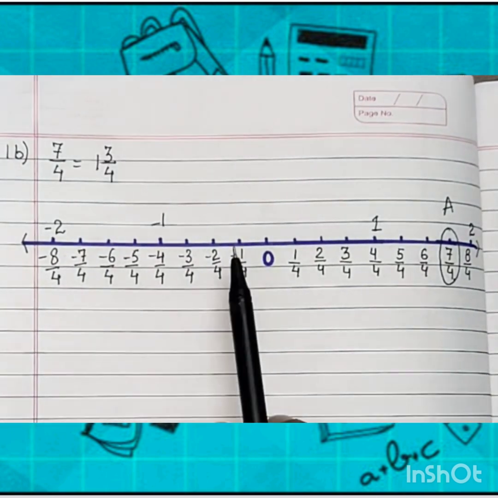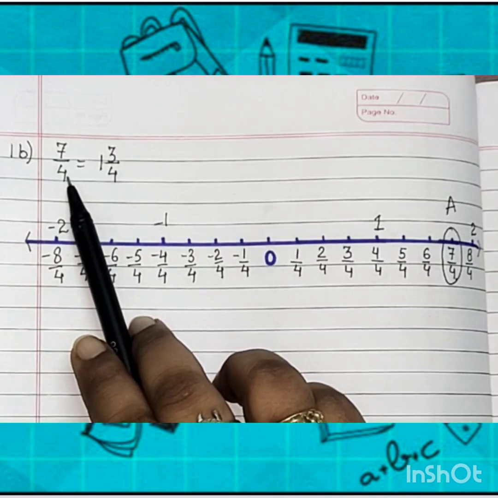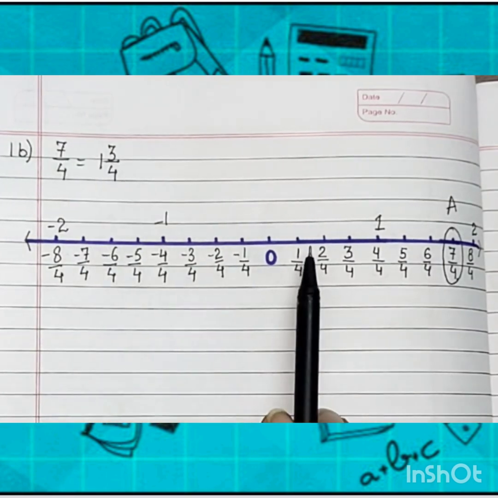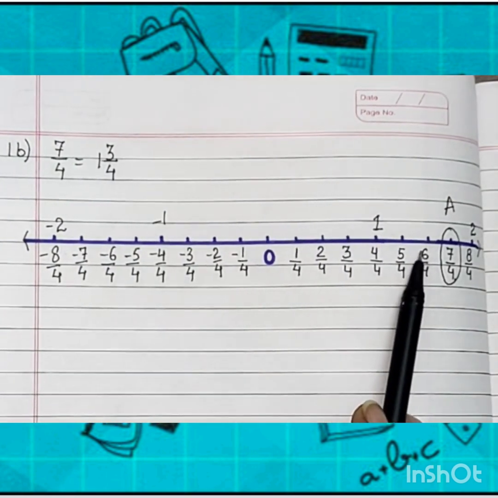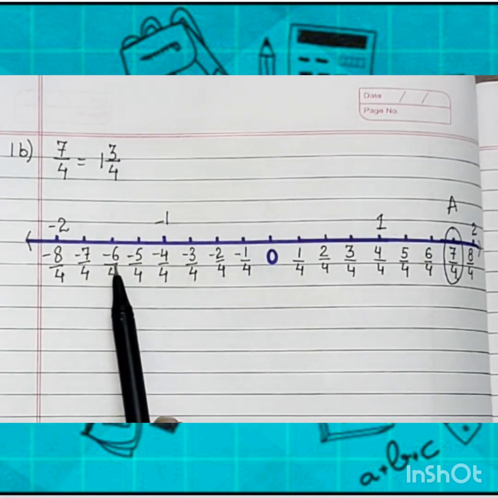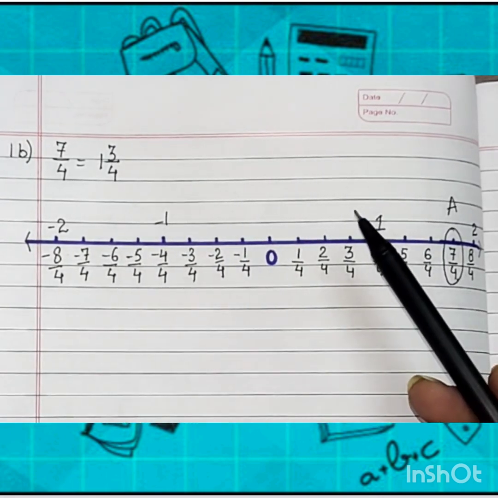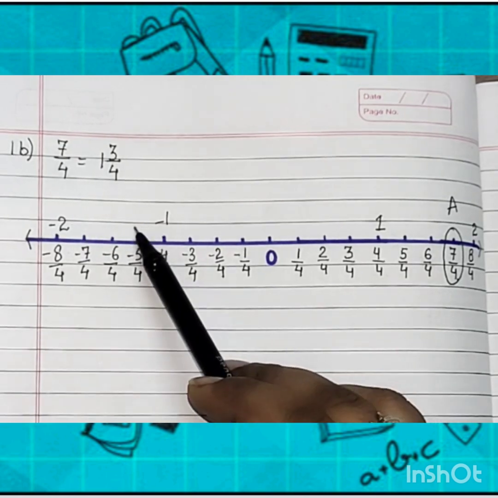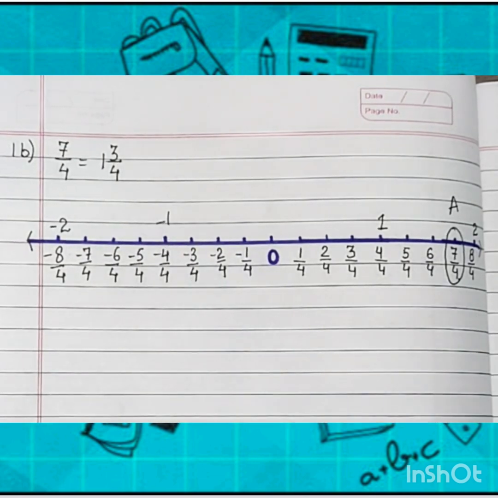Students, if you have to represent a negative rational number on the number line, मतलब अगर माइनस वाला शो करना है तो जो हमने राइट साइड में करा था, you will repeat the same process on the left side. Suppose you have to represent -5 upon 4, then this will show -5 upon 4.